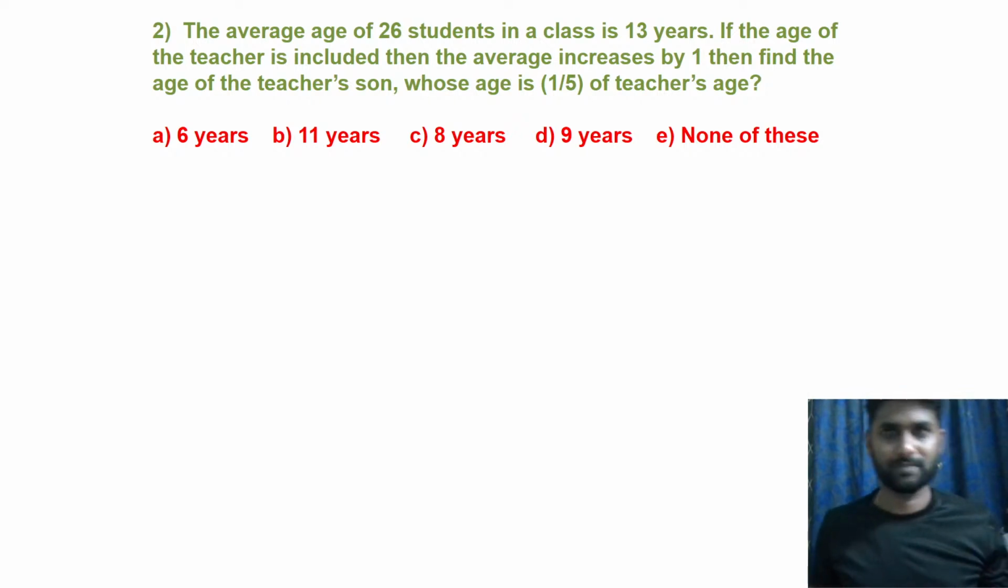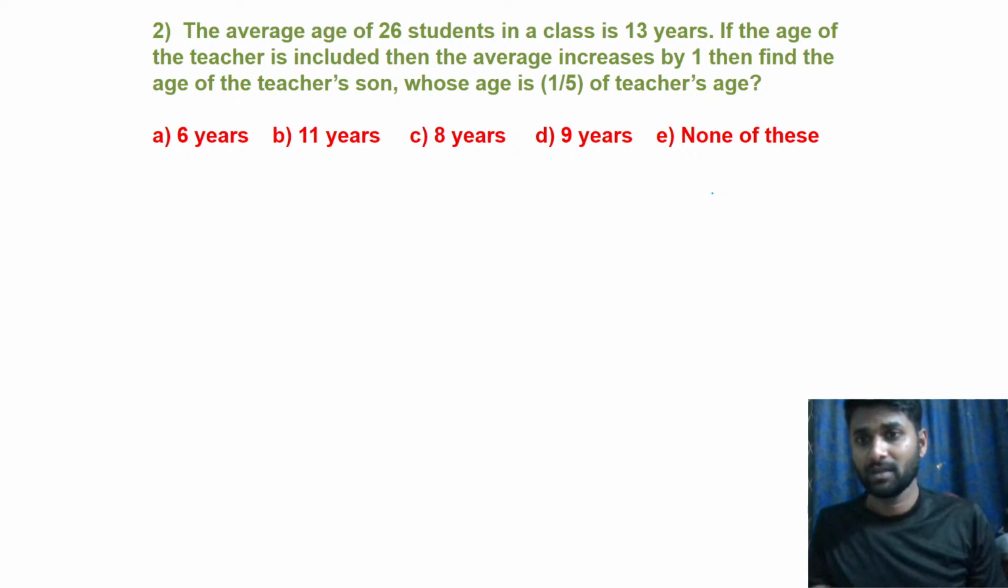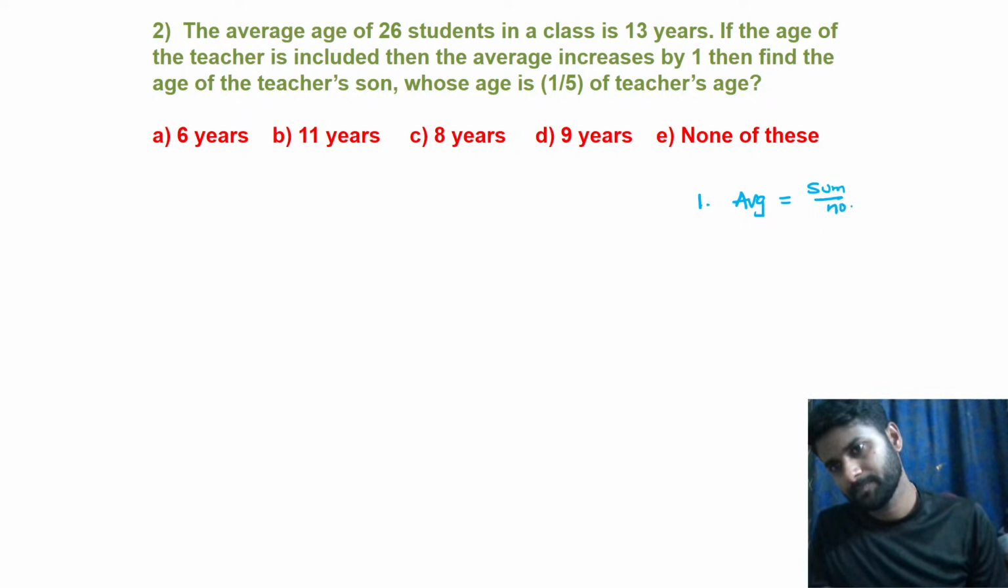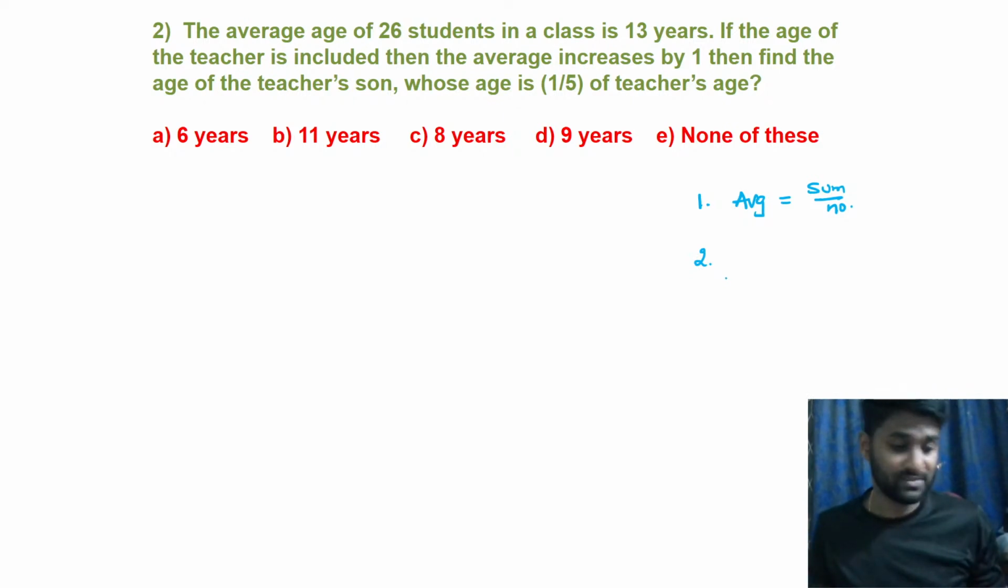Go through the next question. Now, the next question is related to average. You already know that, so we just go through the calculation based on the formula. Here the formula of average is equal to sum divided by number of observations. And second, you must learn the concept of alligations and mixtures also. What is the concept of alligation and mixtures?